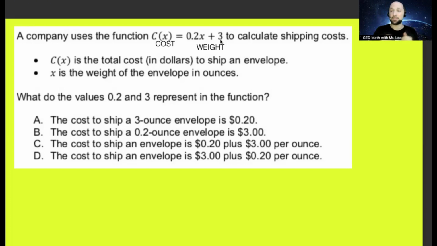We call that a constant. It's just going to always be 3. I don't care how much the weight is. This 3 is 3. It does not go up. It is not multiplied. It is not duplicated or replicated. The 0.2, though, that can happen repeatedly.